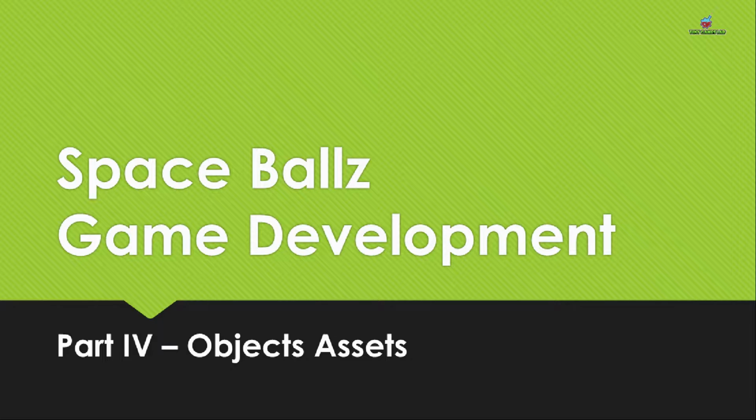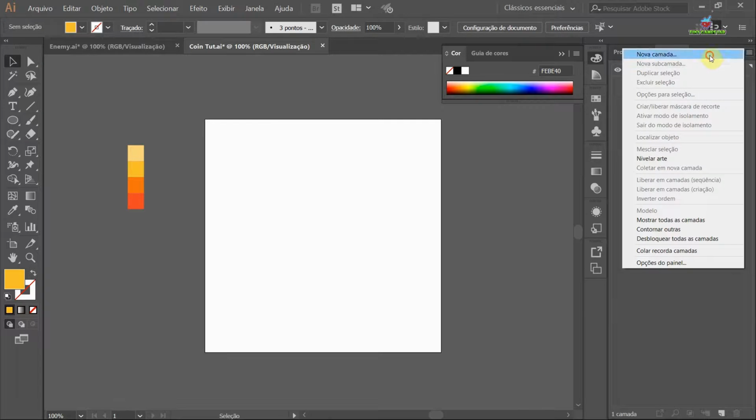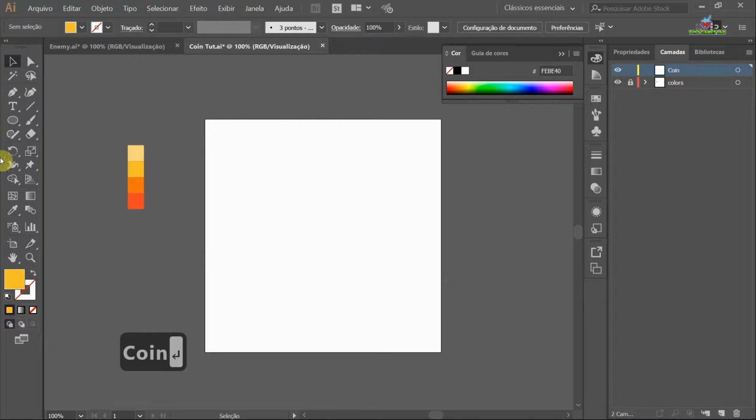This is Space Ballz Game Development part 4, where we're gonna do some new object assets. So the objectives for this session is to create more game assets in Adobe Illustrator. This will include a rotating coin, the basic enemy, and a HUD overview. So let's start with the coin. This is gonna be pretty simple.